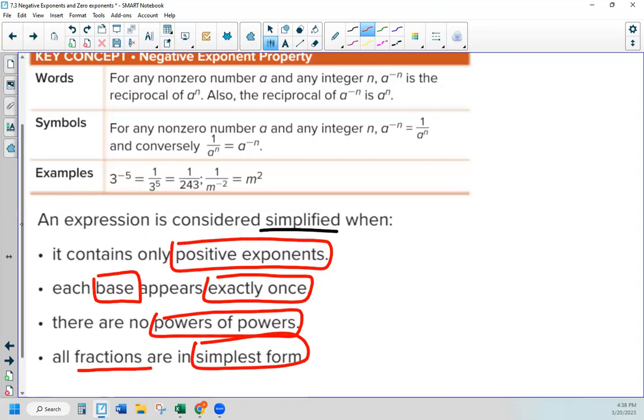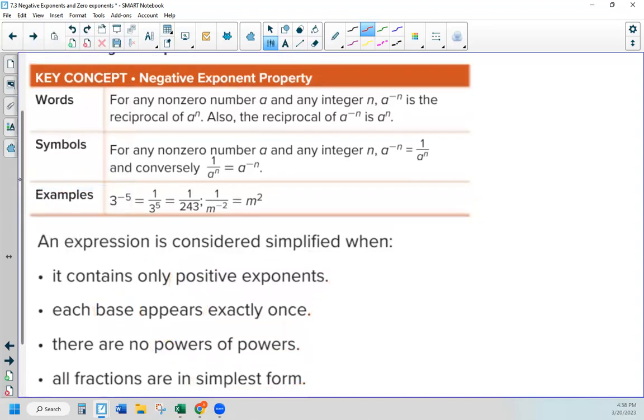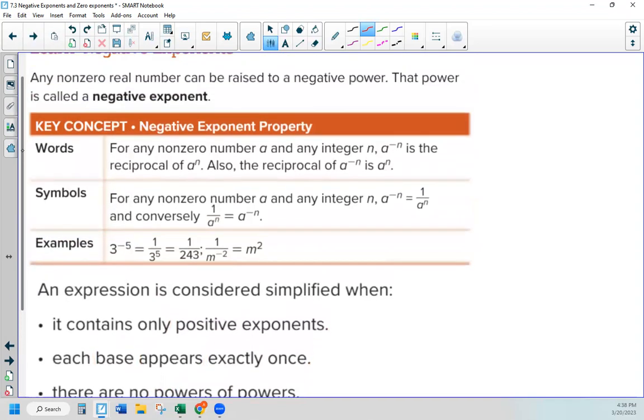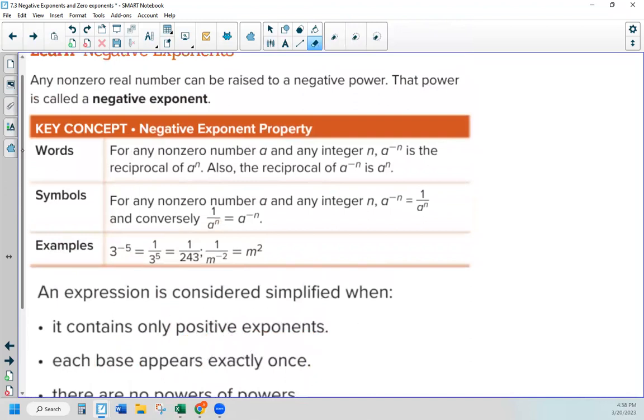Now, let me go back up here really quick and explain to you what we do to get rid of negative exponents so we can have all positive exponents. But Mr. C, what do I do if I have an x to the negative 3rd power, right? What do I do if I have an x to the negative 3rd power?